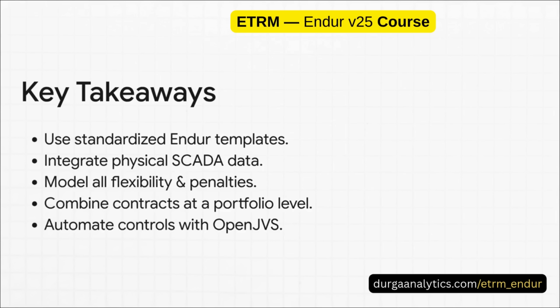So let's boil this whole chapter down to core best practices. One, use the correct standardized Endur templates. Two, integrate real-world production data for accurate settlement. Three, model every single piece of flexibility and every penalty clause explicitly. Four, always analyze risk at the portfolio level, not in silos. And five, automate your operational controls with tools like OpenJVS. Mastering these principles is what separates an average ETRM implementation from an elite one.